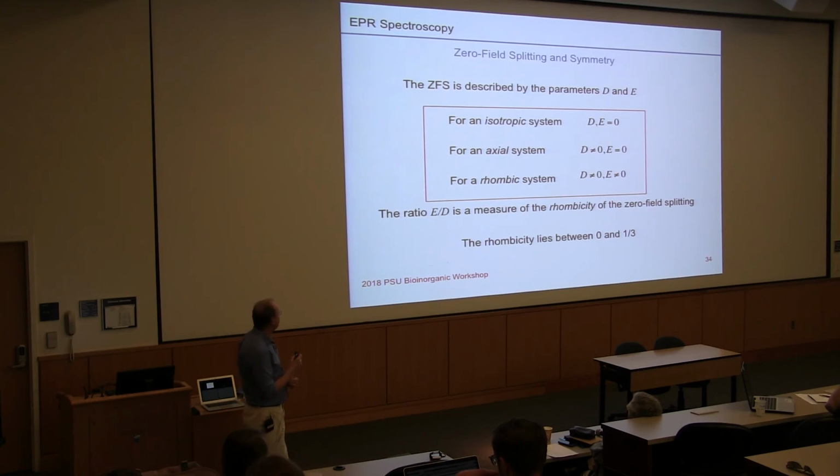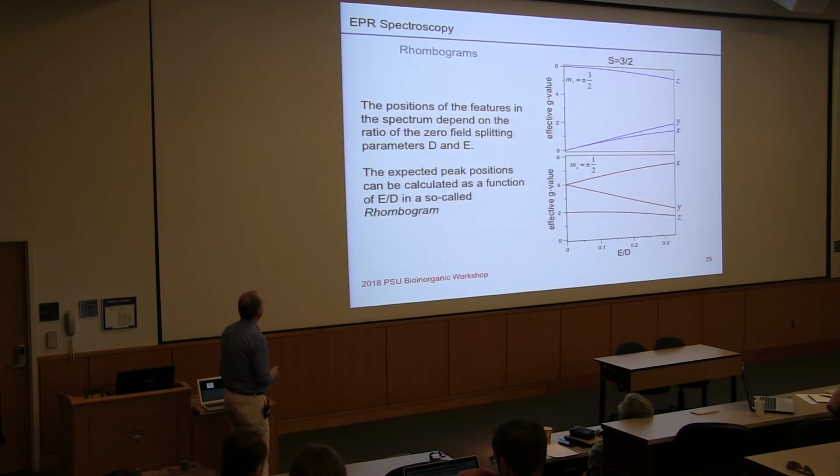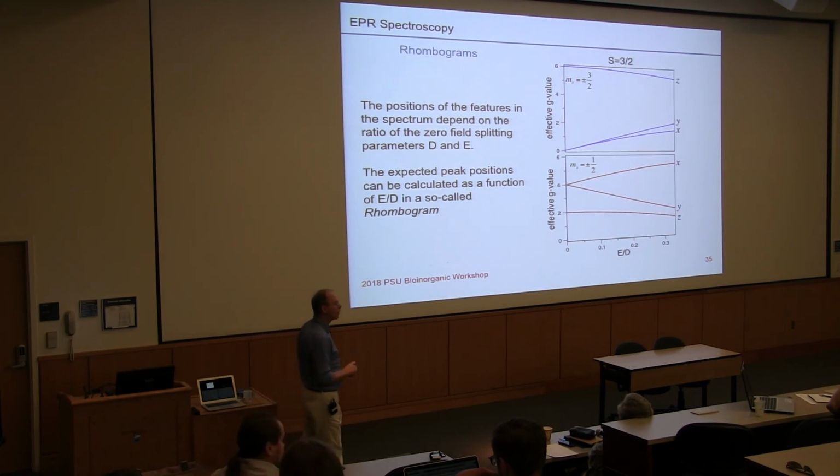And it turns out that if the zero field splitting is large, then the positions of the lines or features in the spectrum only depend on this parameter and not on things like the g values and so forth of the complex. So we can generate a diagram which is known as a rhombogram. And so here's the rhombogram for spin equals 3/2.